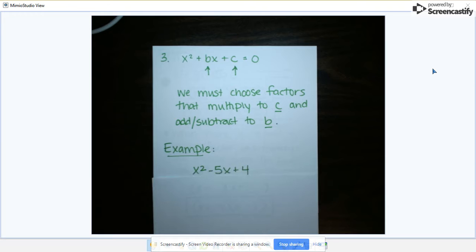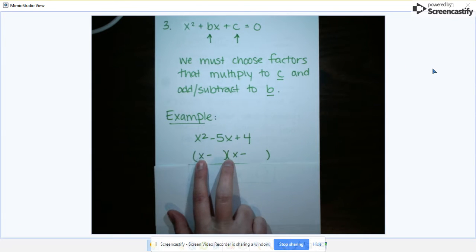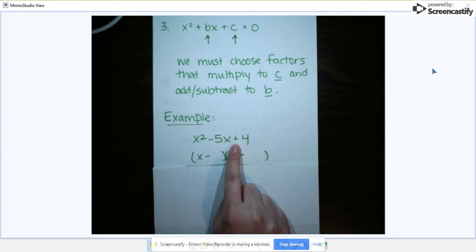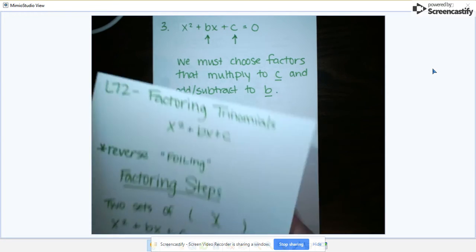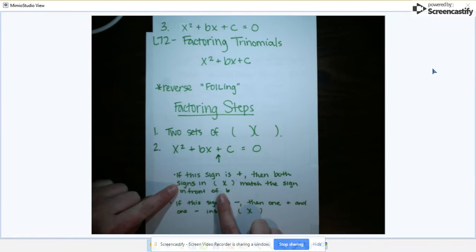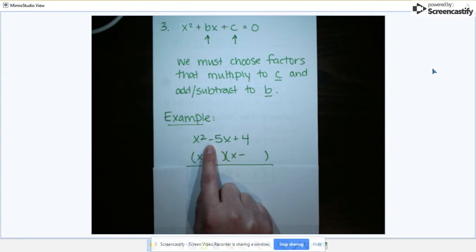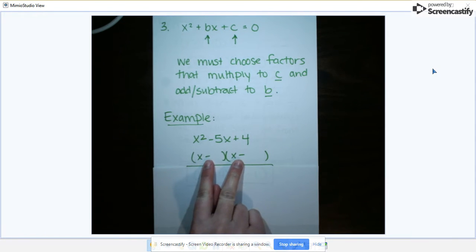Here's what I'm talking about. x squared minus 5x plus 4. First step is always to start your parentheses and put an x in the front of them. I've already done step 2 as well. But step 2 says, let's figure out what our signs should be. So we always look at this back sign. It is a plus sign, so we look at that first bullet point. Plus in the back, then both signs inside your parentheses will match the sign in front of our b. So match the sign in front of our b means that both signs are going to be minus signs.